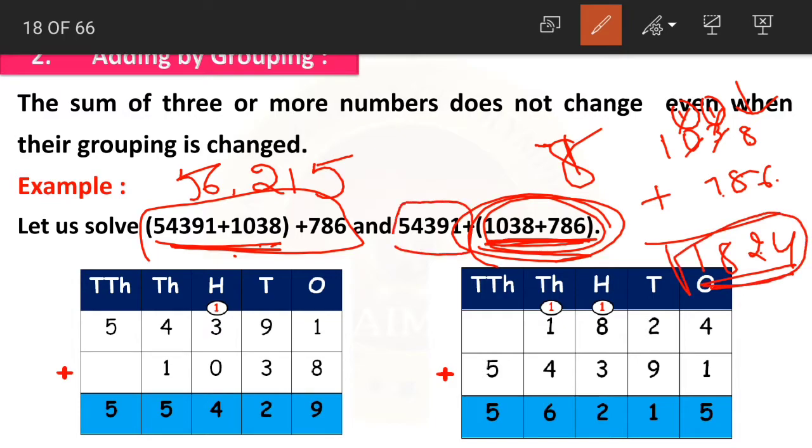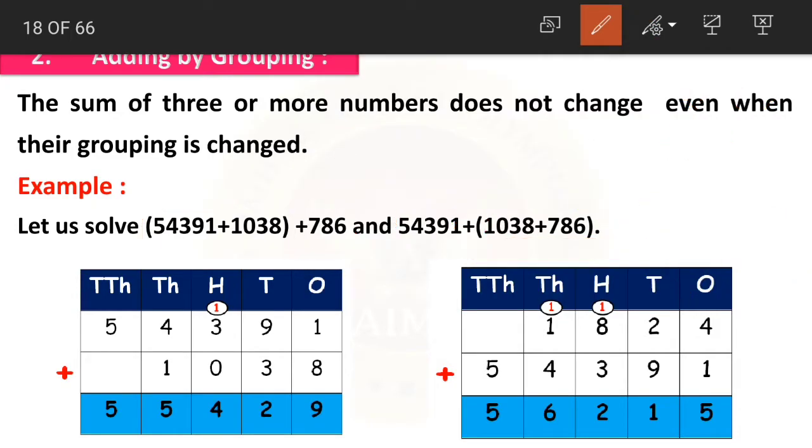We should add it to 54,391. Yes, 1824 added to 54,391. What will the answer be? Let us check. Now 4 plus 1, 5.